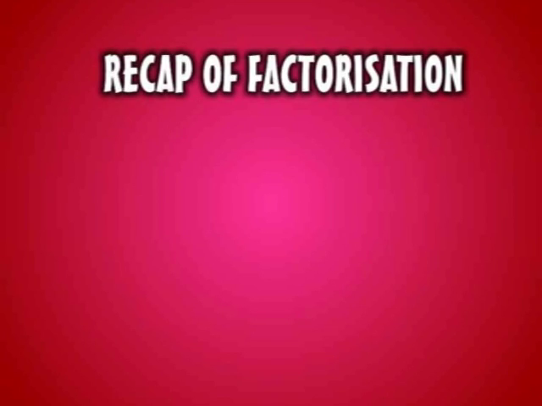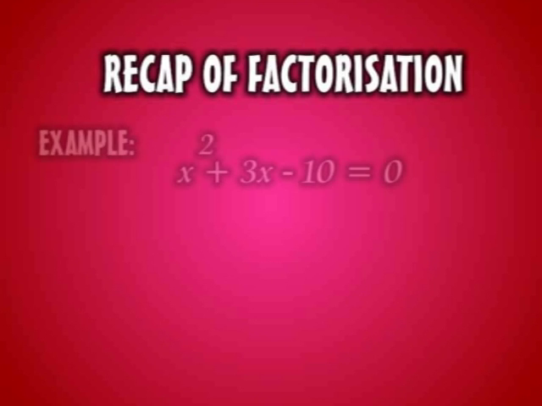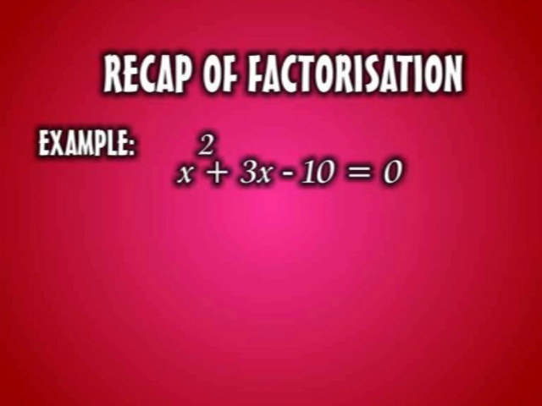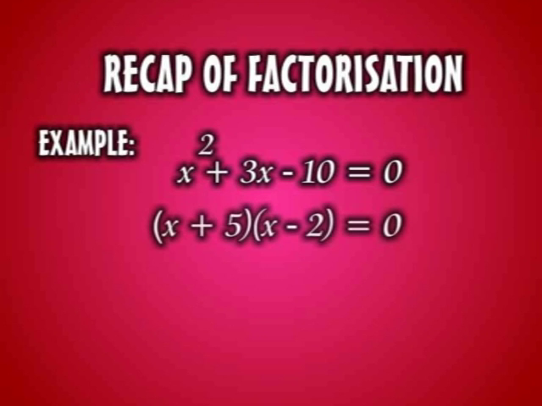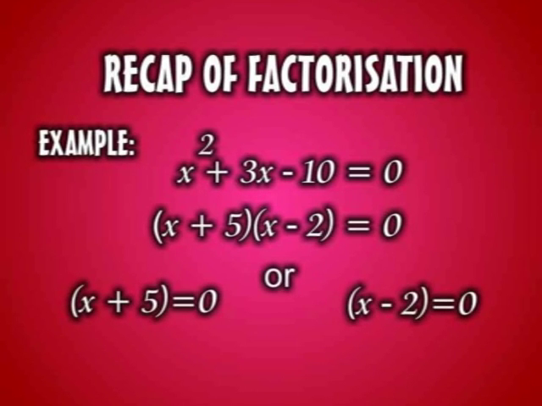Let us take a recap of factorization. The example I'm going to use is x squared plus 3x minus 10 is equal to 0. That will factorize to become x plus 5 times x minus 2 is equal to 0, which will become x plus 5 is equal to 0 or x minus 2 is equal to 0. That means that either x is equal to negative 5 or x is equal to 2.